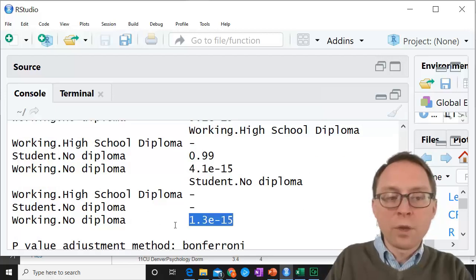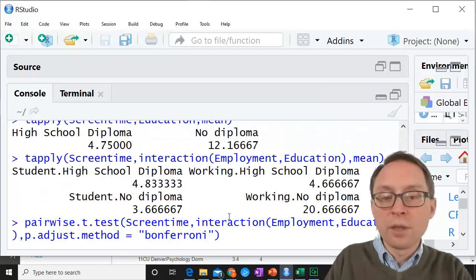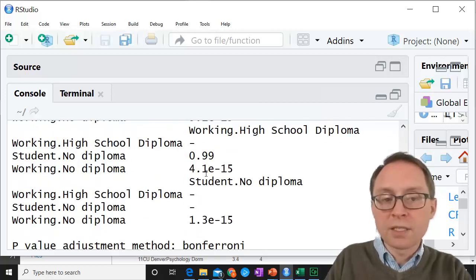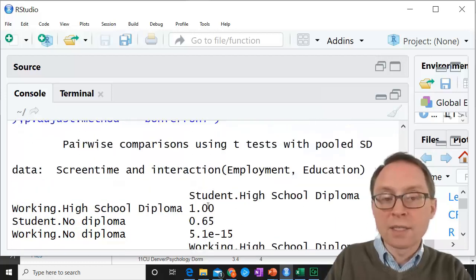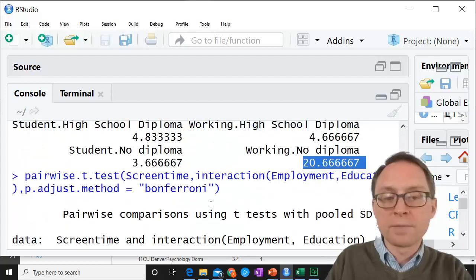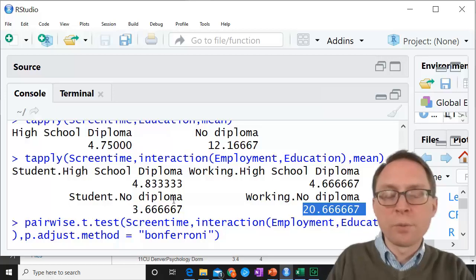Basically, we're seeing that working with no diploma is significantly different than everyone else, but nobody else is significantly different from each other. That means that working with no diploma right here is significantly different from everyone else. We can see that in the p-values of each of these t-tests that this gave us in the pairwise t-test, whereas none of these other comparisons is significant. Right? 4.3 is not different from 4.67. 3.67 is not different from 4.83, etc.